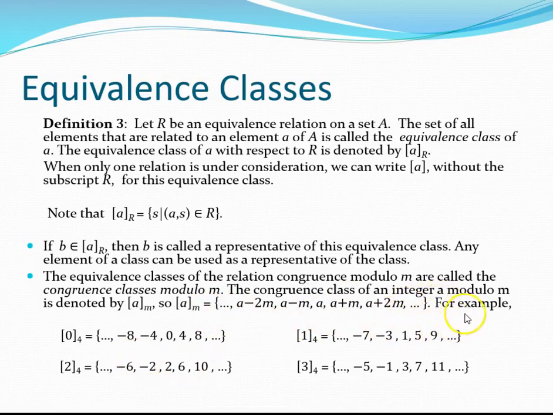For example, if m is 4, the class mod 4 of 0 consists of all multiples of 4. The class of 1 mod 4 consists of all numbers that have remainder 1 when divided by 4. The class of 2 consists of all integers which have remainder 2 when divided by 4. And this is the class of 3 mod 4.